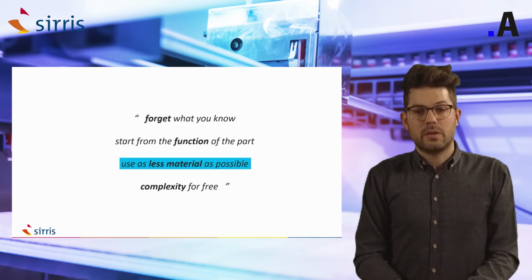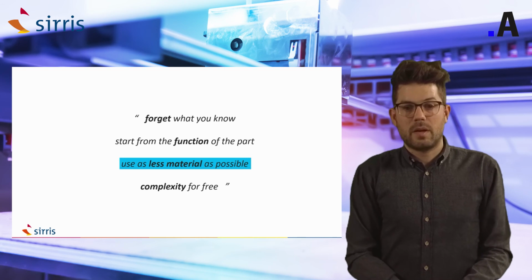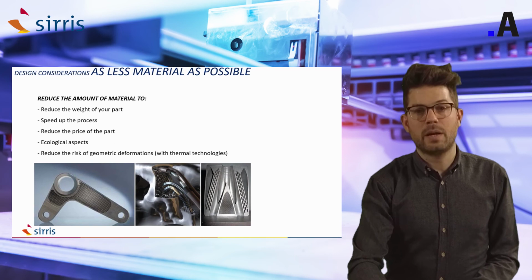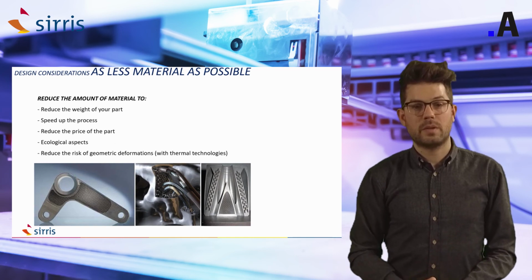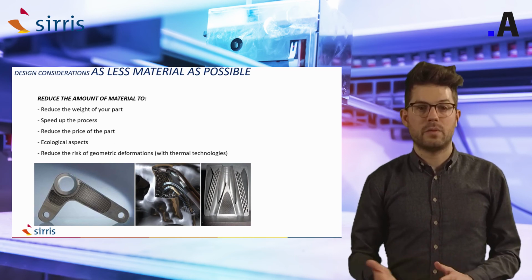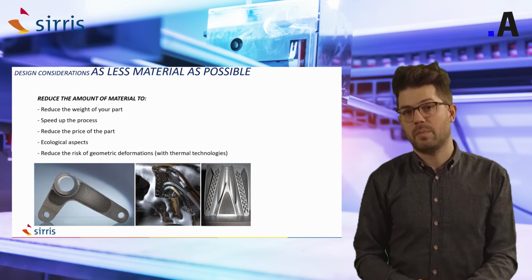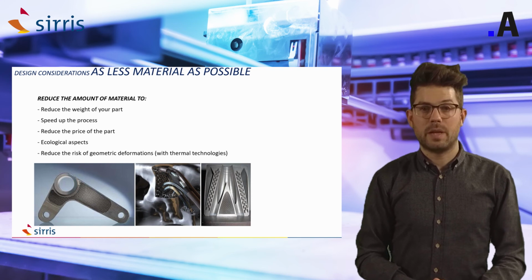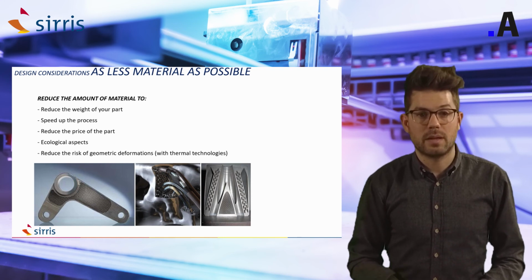Then we come to the third important thing to think about, and this is to use as little material as possible. Why do we want to reduce the amount of material? Because of course it will reduce the weight of the part for the final application. We will speed up the process because we have to print less material.